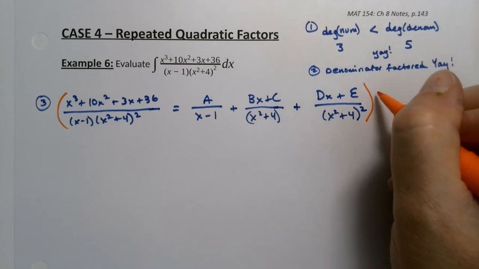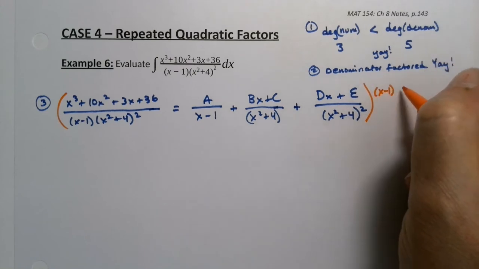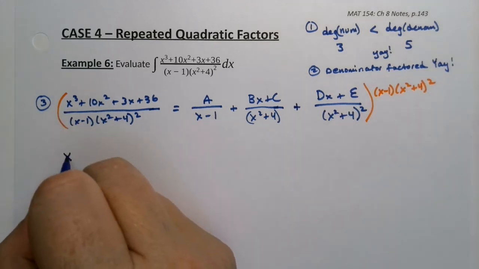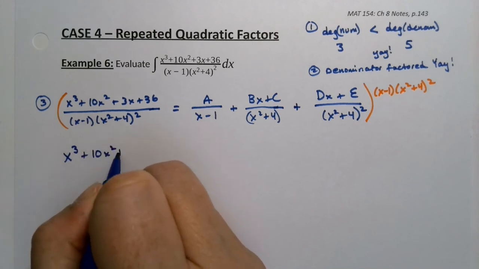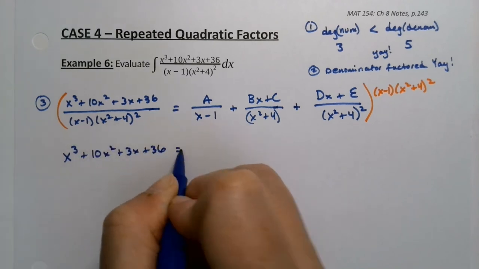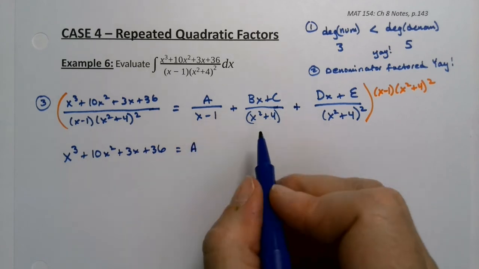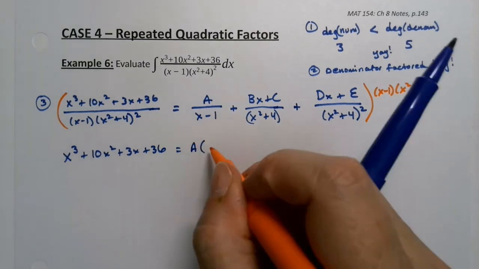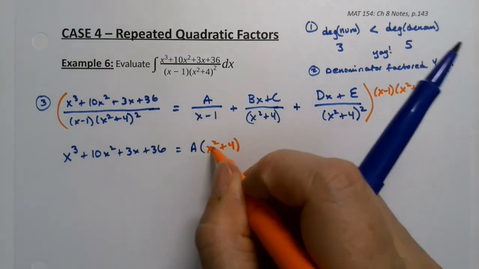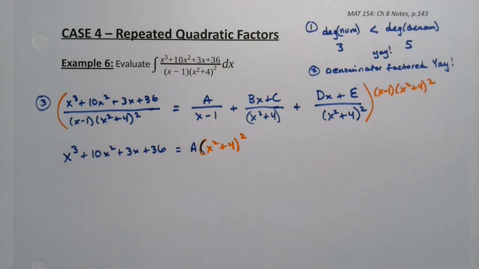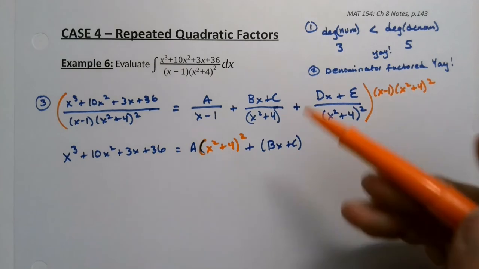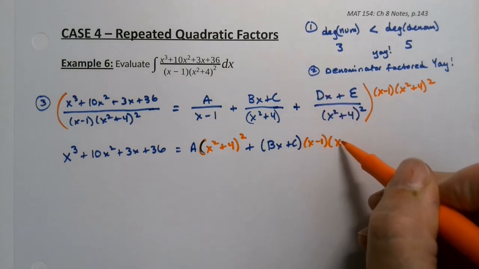Again, if I was doing a really big problem, maybe I'd be limited in that fashion, but all right, now I'm going to multiply everything by that common denominator of x minus 1 times x squared plus 4 squared. Over here in this corner, we'll have x cubed plus 10x squared plus 3x plus 36 equals A times x squared plus 4 squared. Right? Because only the x minus 1 cancels on that term.